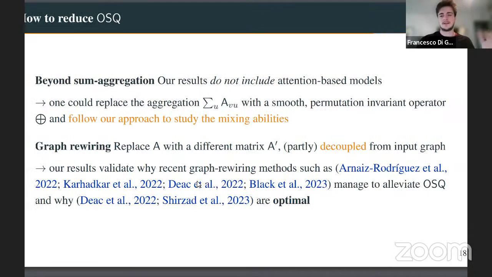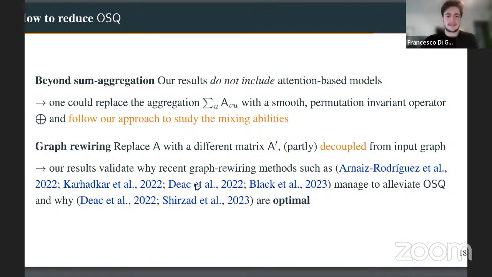Another, of course, realm of methods that I'm also quite familiar with is graph rewiring. All of these works try to mitigate problems like oversquashing by replacing a graph with, or partly decoupling the input graph from, the graph that is used in the architecture. Most of the most recent models now try to basically use both the input graph and sort of a better one.